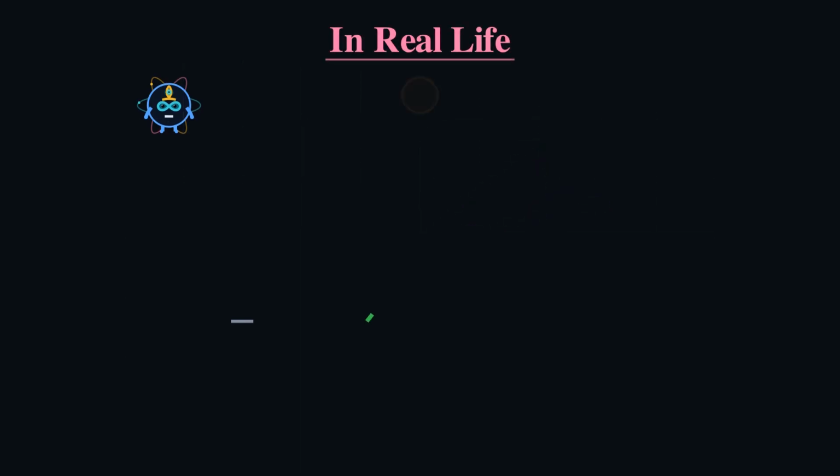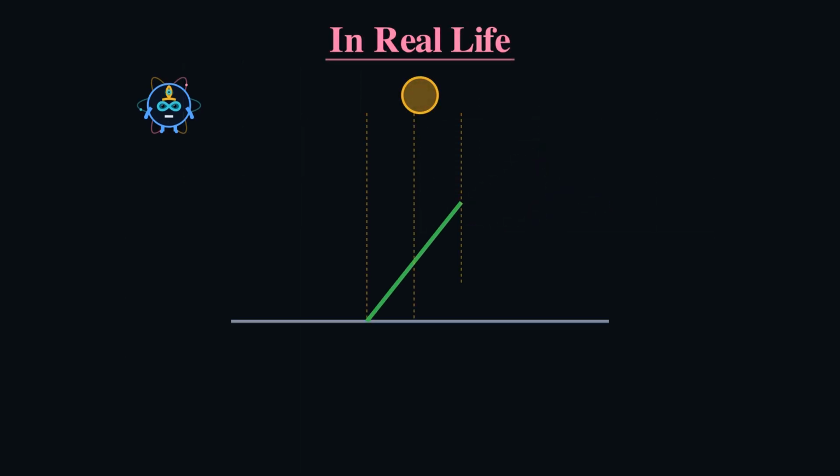Hold a stick over the ground at noon. Its shadow is the part of the stick that lies along the ground. Projection is that shadow, the piece of one vector that points along another.